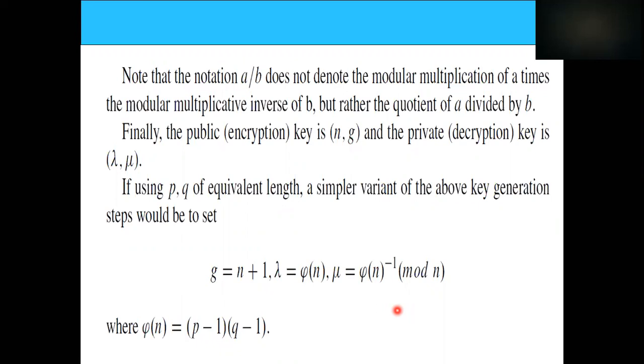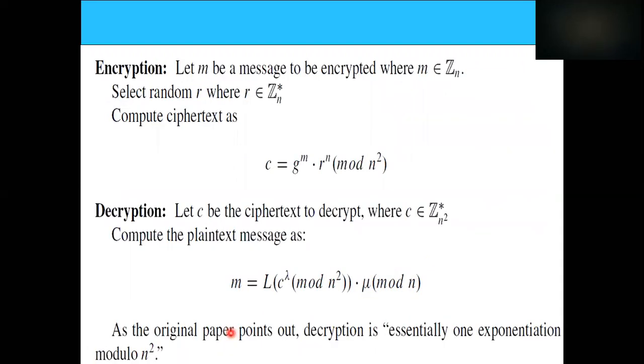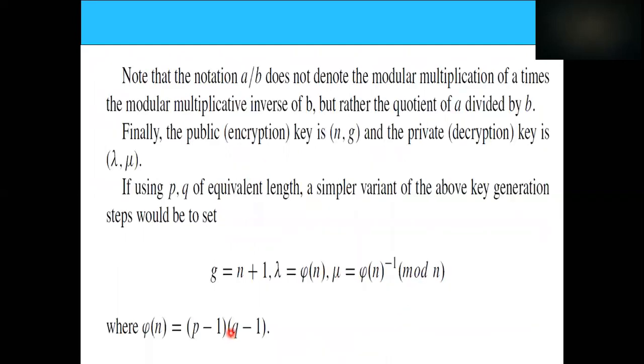If p and q are of equal length, a similar variant of the above key generation step would be: g can be written as n plus 1, lambda is phi of n, mu is phi of n inverse mod n, where phi of n is (p minus 1)(q minus 1). Dear student, this is our key generation algorithm. The public key in this case is n and g, and the private key, which is the decryption key, is lambda and mu.